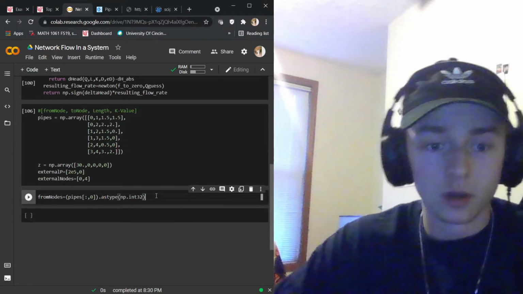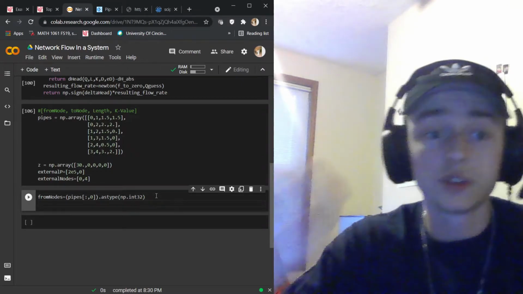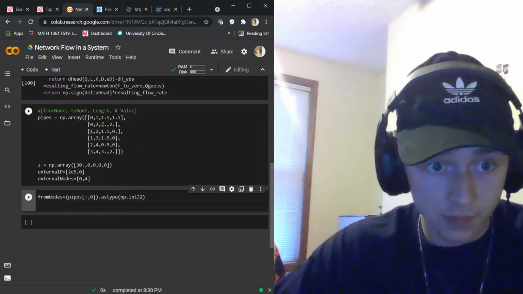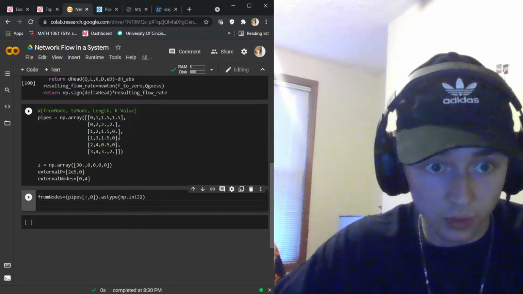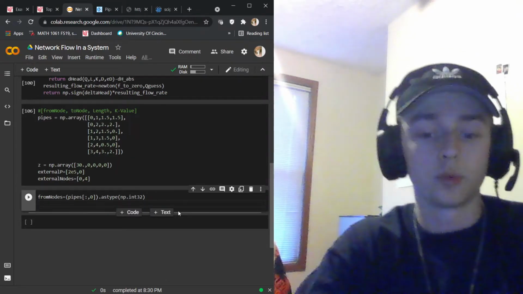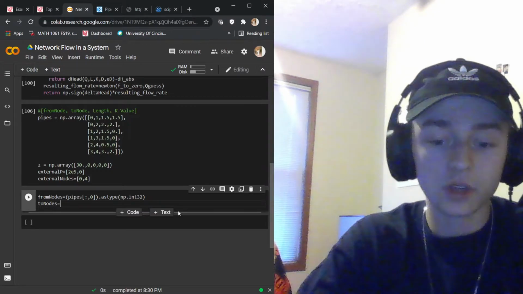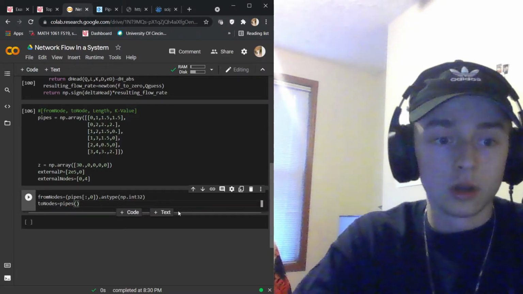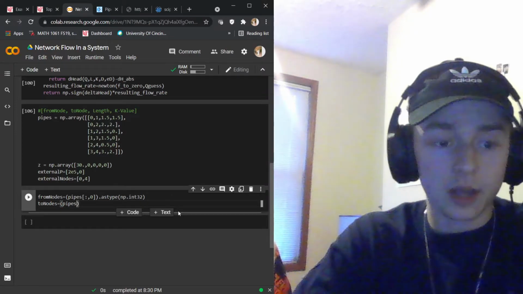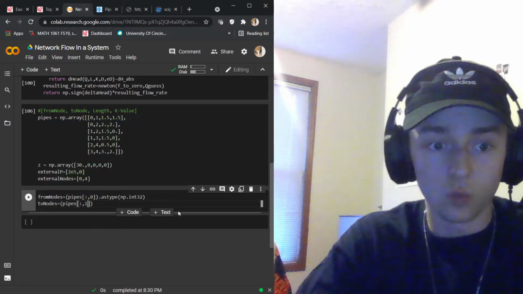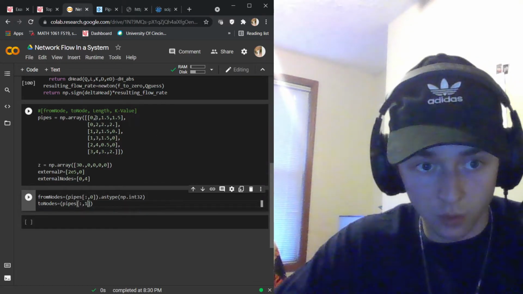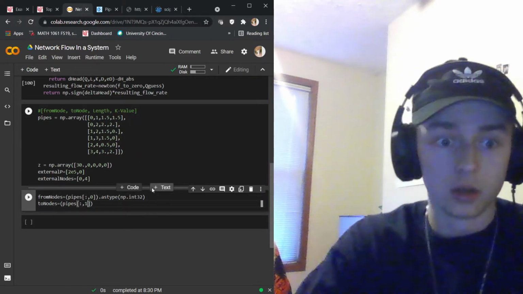Awesome. And then we're going to do the same thing for our to nodes, which is this column, and our length, which is this column, and our k values, which is this column. I know it gets kind of squirrely because I don't have decimals on them, but we'll say our to nodes is equal to our pipes. And again, we don't want anything from rows. We only want columns. So we'll say 1, because it starts at 0, so it's 0, 1, 2, 3. And we want this to be given back to us as an integer.